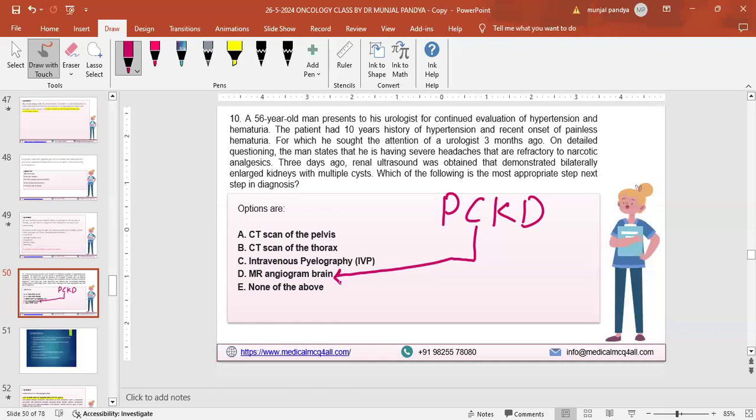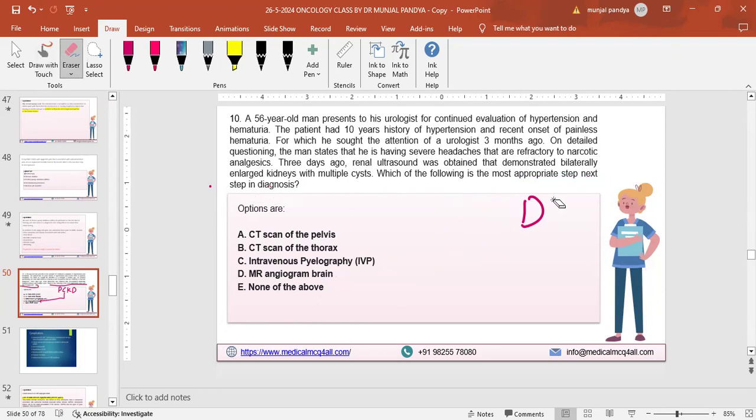What condition are you thinking of in the brain? Those patients who have polycystic kidney disease. Like an aneurysm in the kidney, there may be an aneurysm in the brain, right? So which of the following is the most appropriate next step in the diagnosis? There is a high chance, inherited, that he may develop it in the brain and he may die.